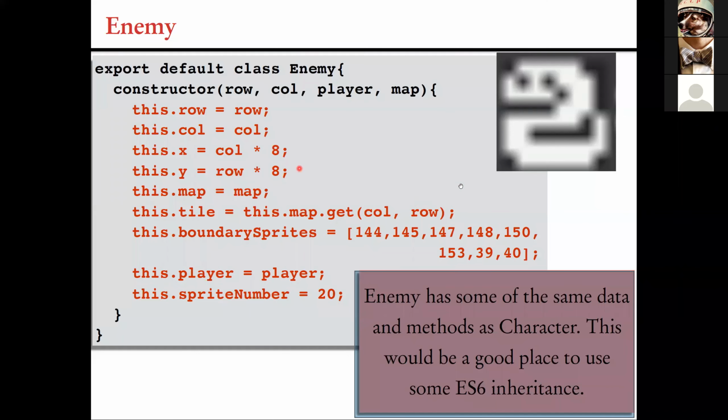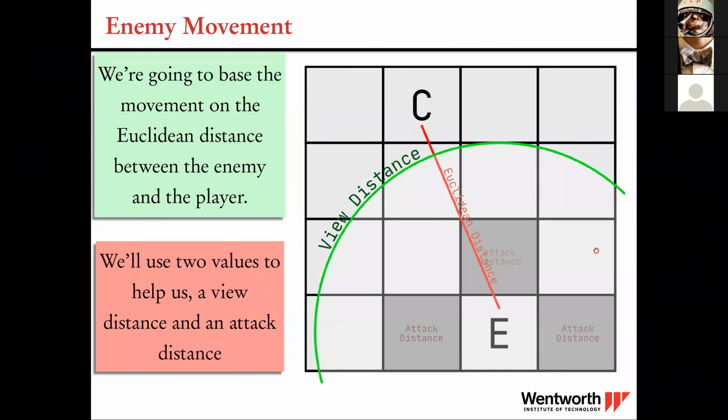So like I said, enemy has pretty much the same data as the character, so again, some inheritance could be useful here. So movement-wise, and this is going to be relatively simple. We're just going to use the Euclidean distance. I already have some of these coded up in the actual enemy class. We're going to use a couple of values to help us out. I'm just going to hard code them, but they're essentially a view distance and an attack distance.